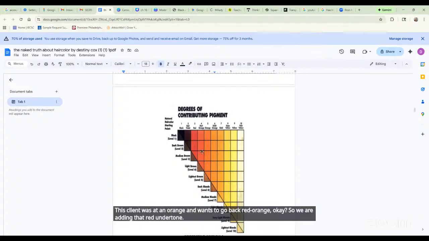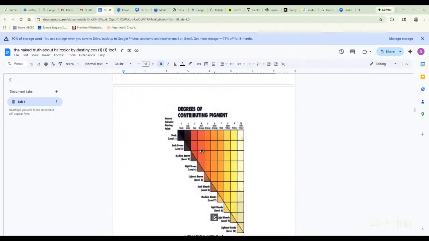What we could do is, they want to go to a 4 and that's at RO. You could do a 3 RO. When you see that color, that means level 3, red orange undertone. Look at this. The client is going from a 5, which has an orange undertone. They want to go to a 4, red orange. So our formula says put a 3 on them.